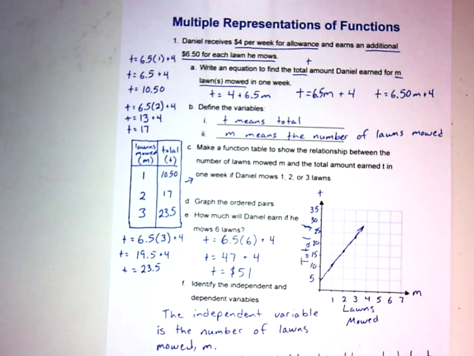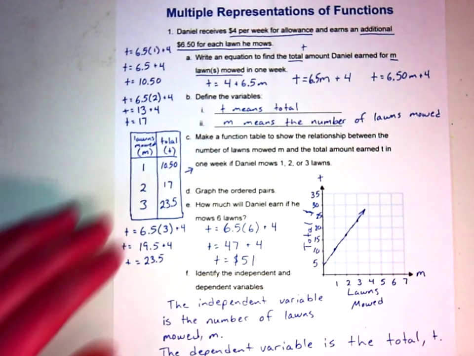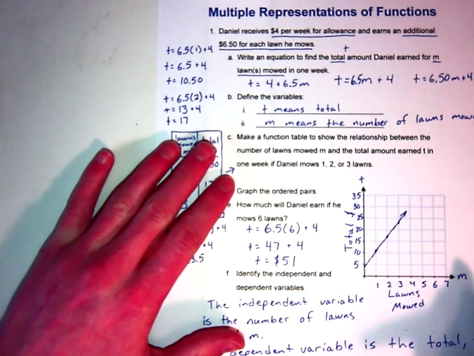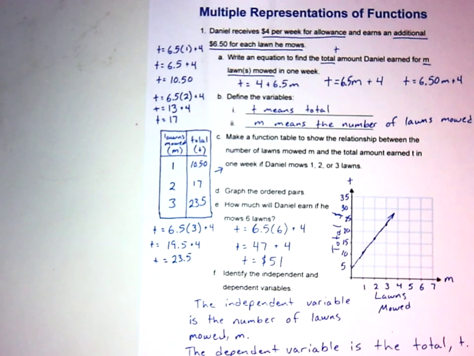I hope that helps with some of these problems that you will be seeing. I probably should bring that up so you can see that on the screen. That final answer: the dependent variable is the total T.